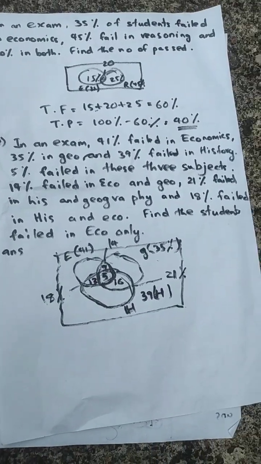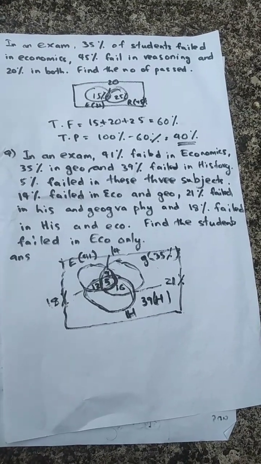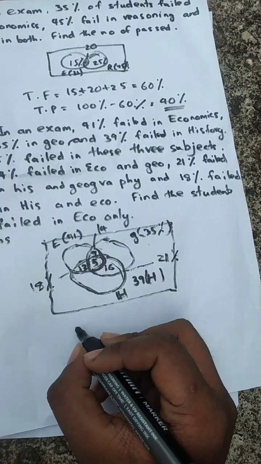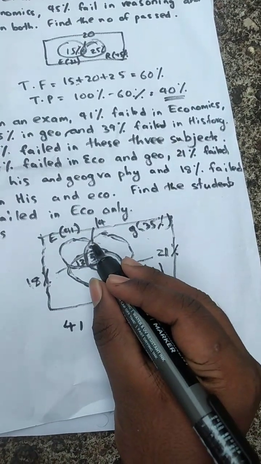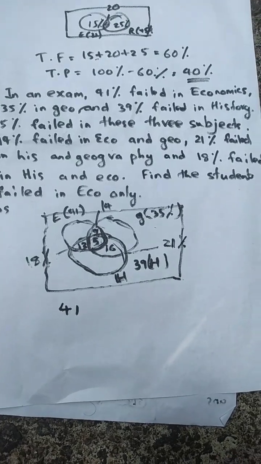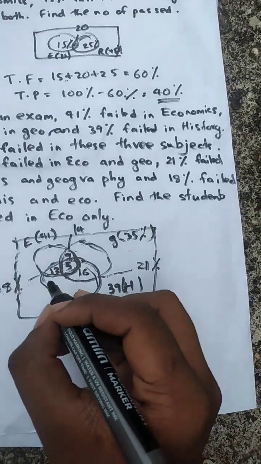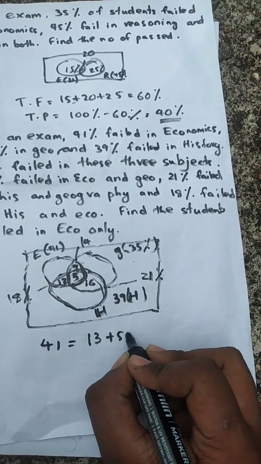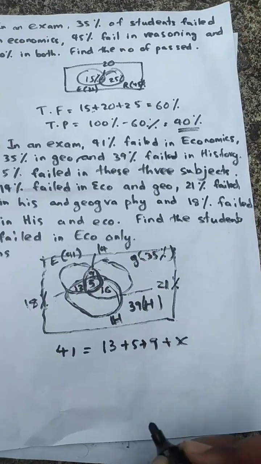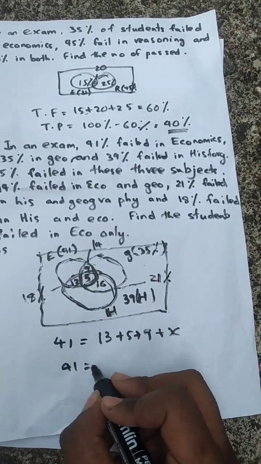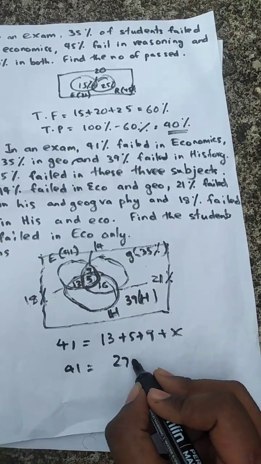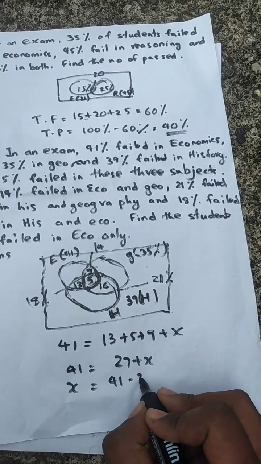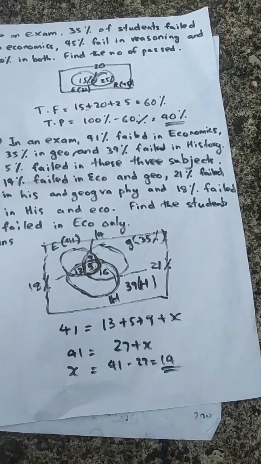So we want to find the students that failed only in economics. How can we find it? We know that the students in economics total 41. So 13, 5 and 9. How can we find the students who failed only in economics, not in any other subject? We want to get 41, so we add these numbers, 13 plus 5 plus 9 plus x. We want to find that x. So 41 is equal to 13 plus 5 plus 9, which is 27, plus x. So the value of x would be 41 minus 27, which is 14. So 14% failed only in economics.